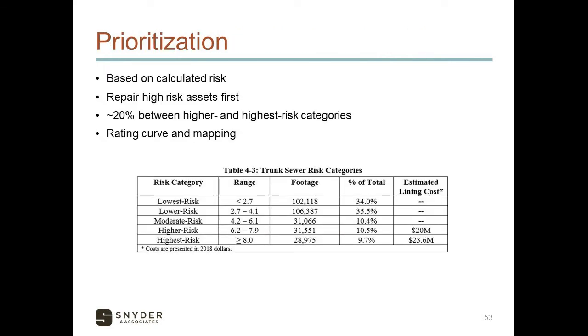So we're taking those two categories of scoring and combining them into risk: likelihood of failure times consequence of failure gives us our risk rating. And we're going to target the highest risk assets first. I'll show this curve in a second, but essentially 20% of your assets are commonly in your highest risk category, and we will target certain inflection points of the curve to break those out.